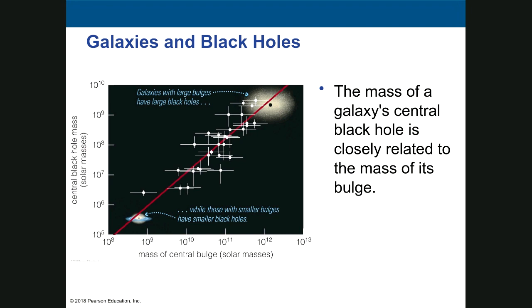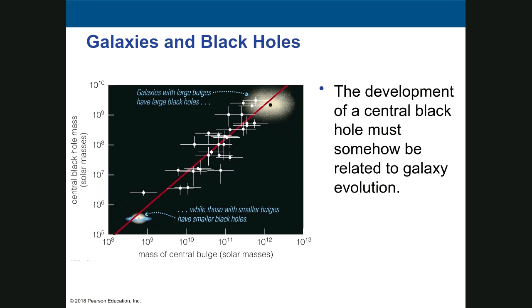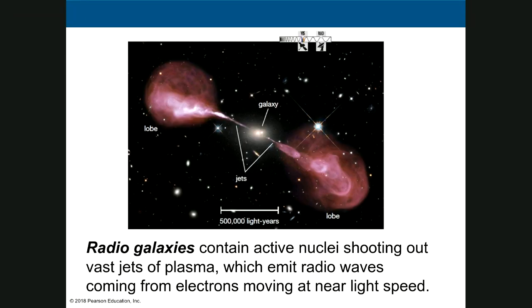So the mass of the galaxy's central black hole is closely related to the mass of the bulge in the galaxy. And we can see here that they state that it must somehow have evolved, but the connection to how these central black holes affect galaxy evolution is still very much an open question and still being heavily researched. We don't have answers yet, but we're getting there. We don't know when we will have them.